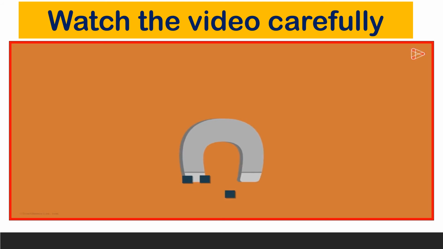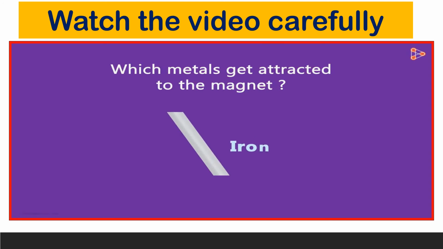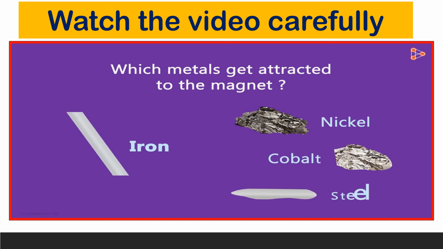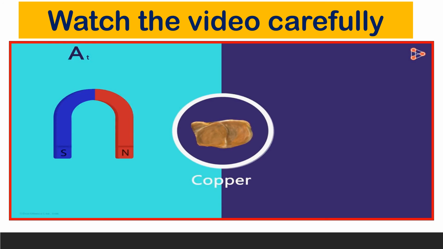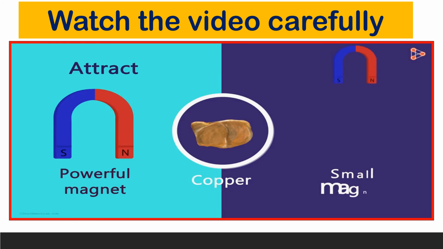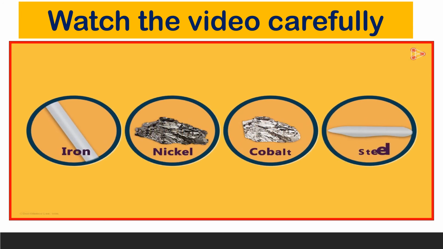Some metals get attracted to the magnet, while some don't. What are the metals that get attracted to the magnet? The most common metal is iron, of course. Apart from iron, nickel, cobalt, and steel also attract iron. But if you bring a magnet in front of a copper or aluminium, they will not be attracted to it. Again, there are exceptions. Some of the metals like copper do attract to powerful magnets. But for small magnets, no attraction is observed. So we can say that the only metals that get attracted to a magnet are iron, nickel, cobalt, and steel.